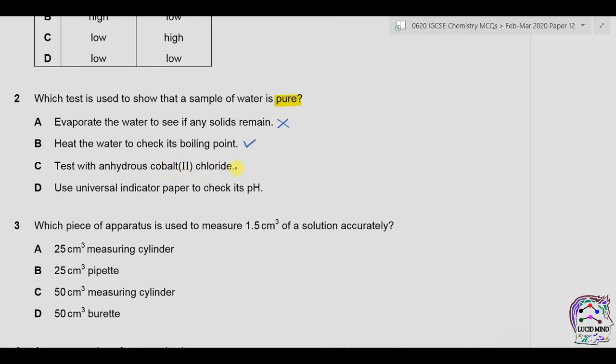C. Test with anhydrous copper 2 chloride. Now this is a test for water but it is not a test for the purity of water. So therefore it cannot be used. D. Universal indicator paper to check its pH. Now it can only give you the value of pH, not the purity of a substance, so therefore this is also incorrect. So the only test for the purity is boiling point, so therefore answer is B.